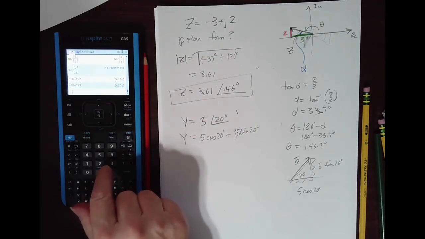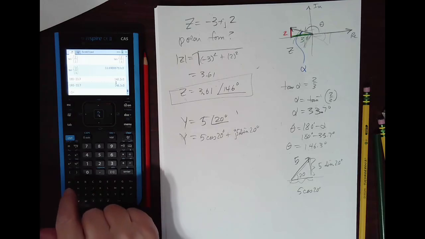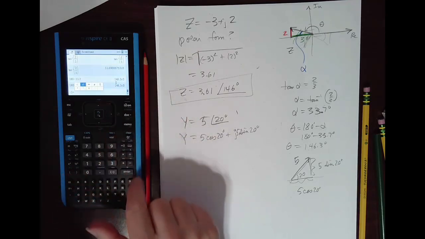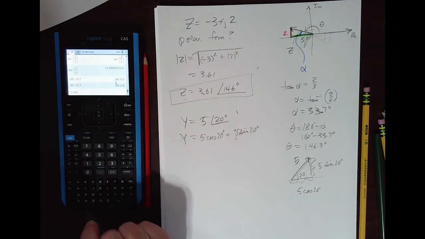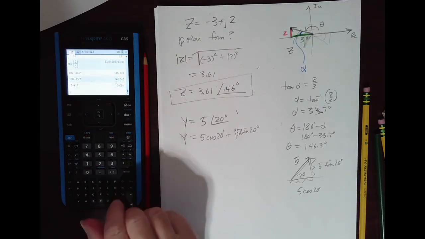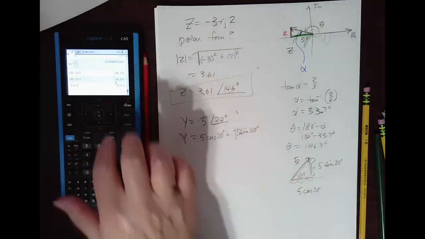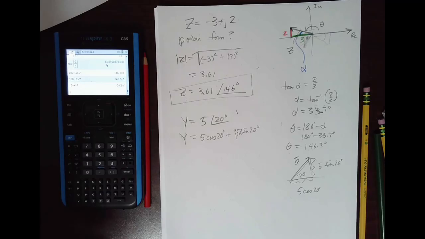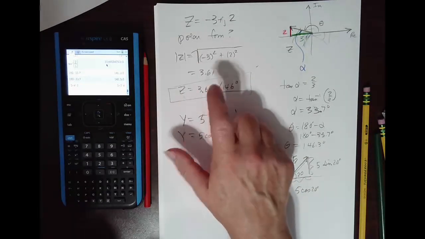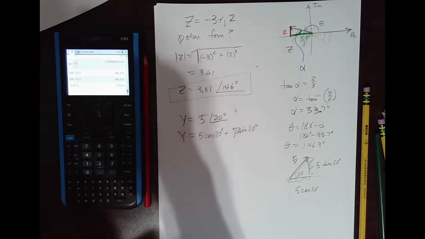Let's do -3 plus j2. I don't know if I have to put the times. Let me just try it that way and see what it does. Okay, so it recognized it as -3 plus 2 times i. All right, but say we want it to be in polar form, so we can check this number here.